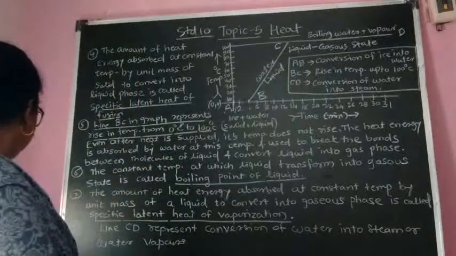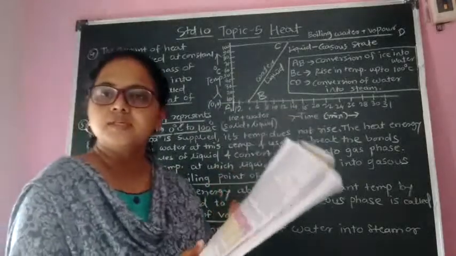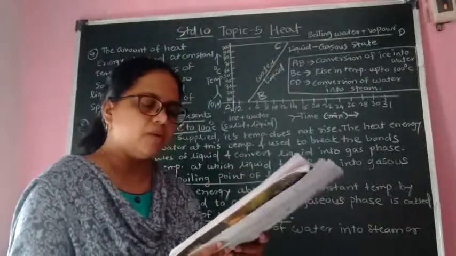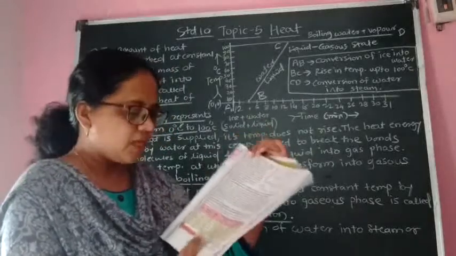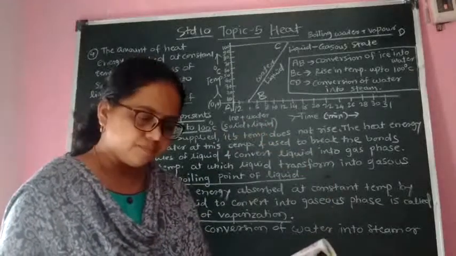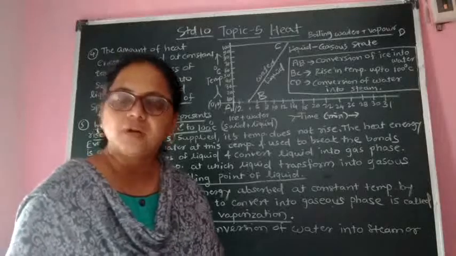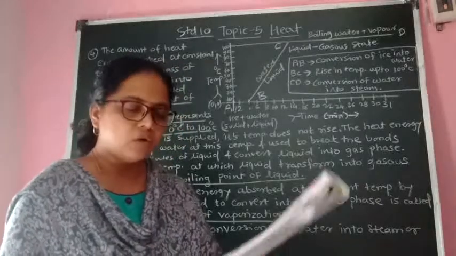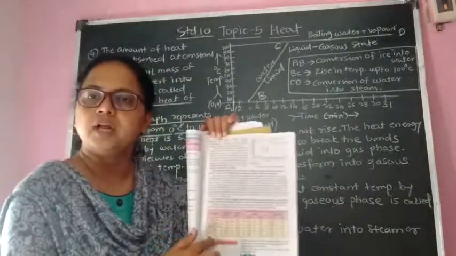In the textbook you can see some substances and their melting points and boiling points are given. Each and every different material has different melting and boiling points. So this is the chart regarding that.